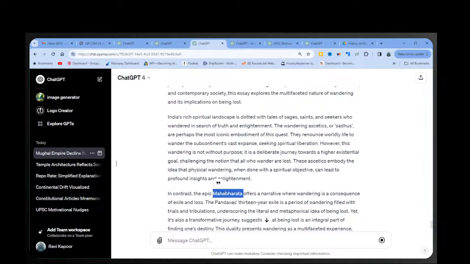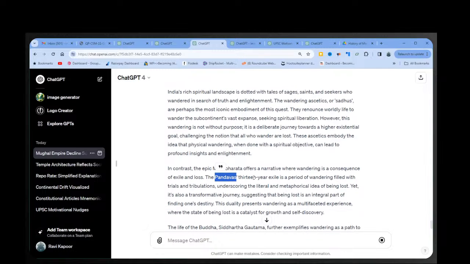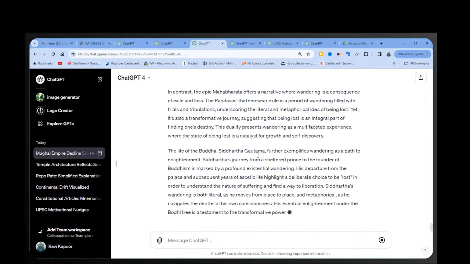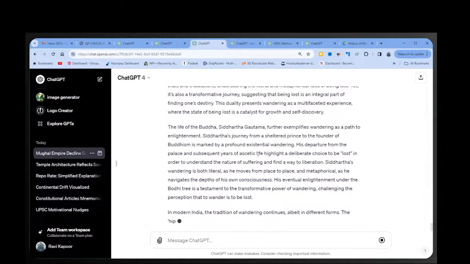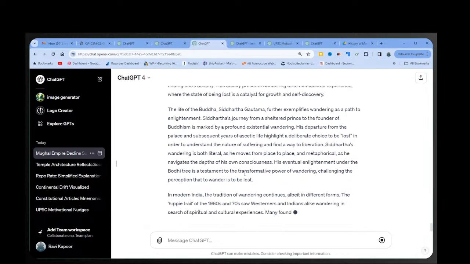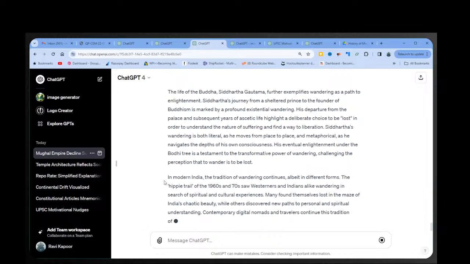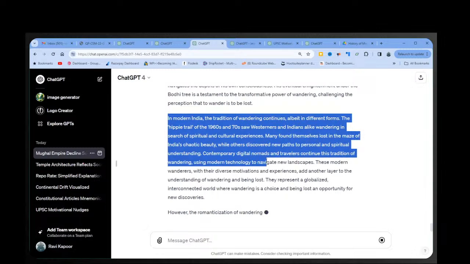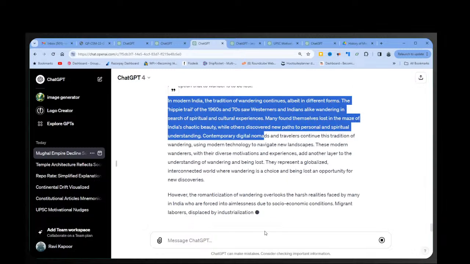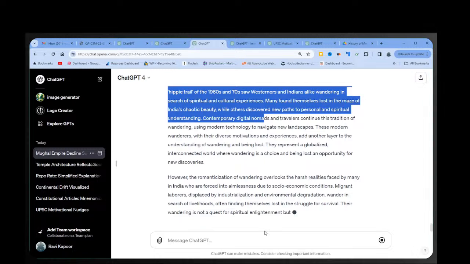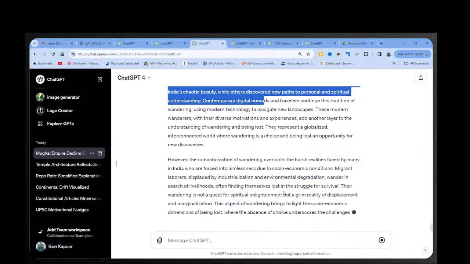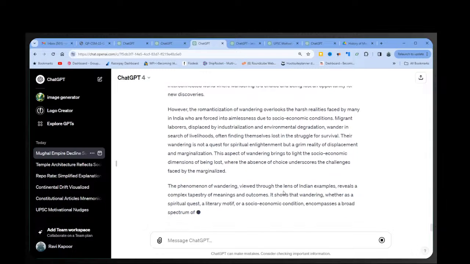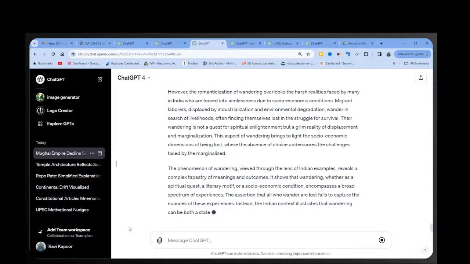I can see here mention of the Mahabharata. I can see the Pandavas' 13-year exile. I can see the Buddha being mentioned, and obviously he's going to take you into spirituality and other things. He's also talking about the hippie culture in the 60s and 70s, pop culture. There was a period, the generation of our parents or one generation before that, when this idea was highly romanticized. Open exploration was suggested, and a whole generation of the 60s and 70s did this. So this is the type of essay it can generate.